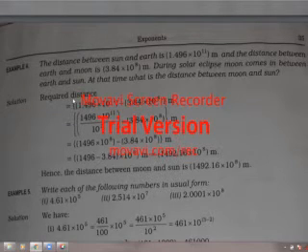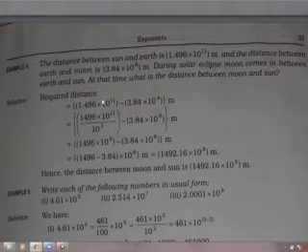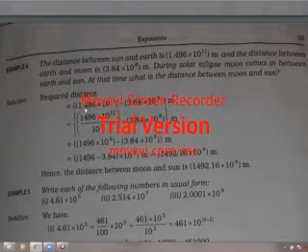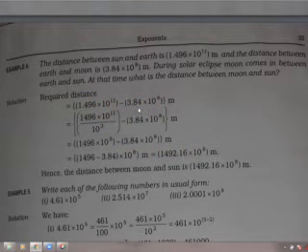It is done by subtraction because at the time of the lunar eclipse, the moon lies in the middle of the sun and earth. So when we subtract the distance of earth and moon from the sun and earth distance, we get the distance between the moon and sun. So here it has been written, required distance is equal to 1.496 into 10 to the power 11 minus 3.84 into 10 to the power 8 meter.